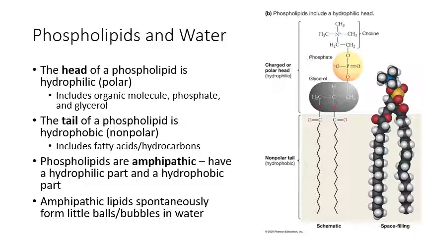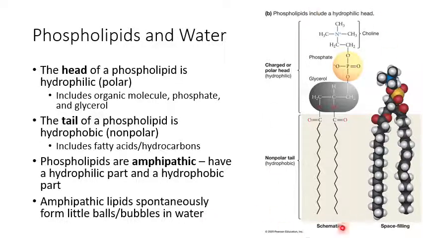So that means that the tail is always going to be hydrophobic because it has almost exclusively nonpolar bonds. And then the head is actually going to be hydrophilic because it has some amount of polar bonds in it, and it also will have some charges. The phosphate is always going to have a negative charge on it, and then the organic molecule is usually going to have a charge as well.